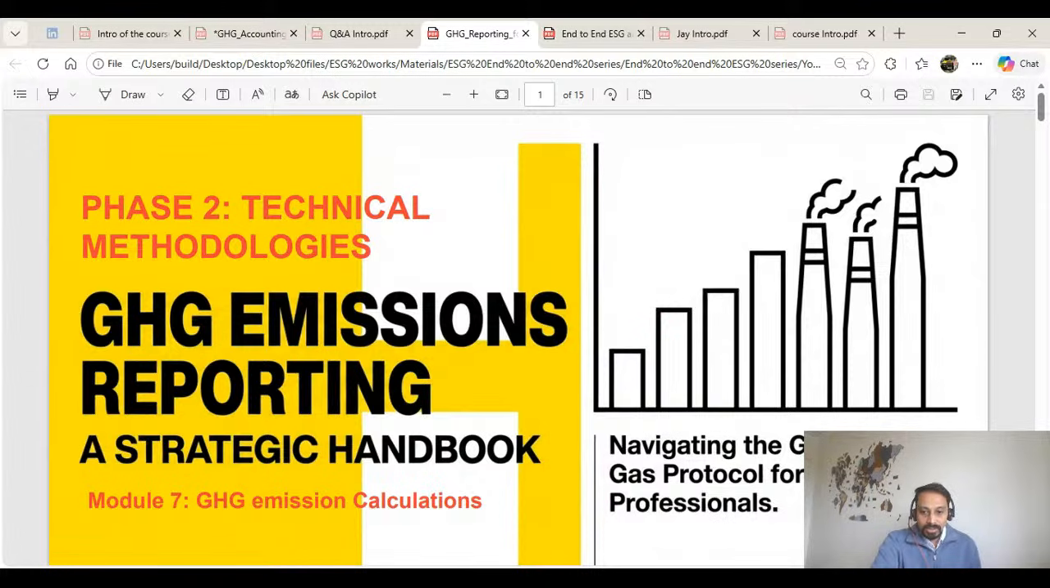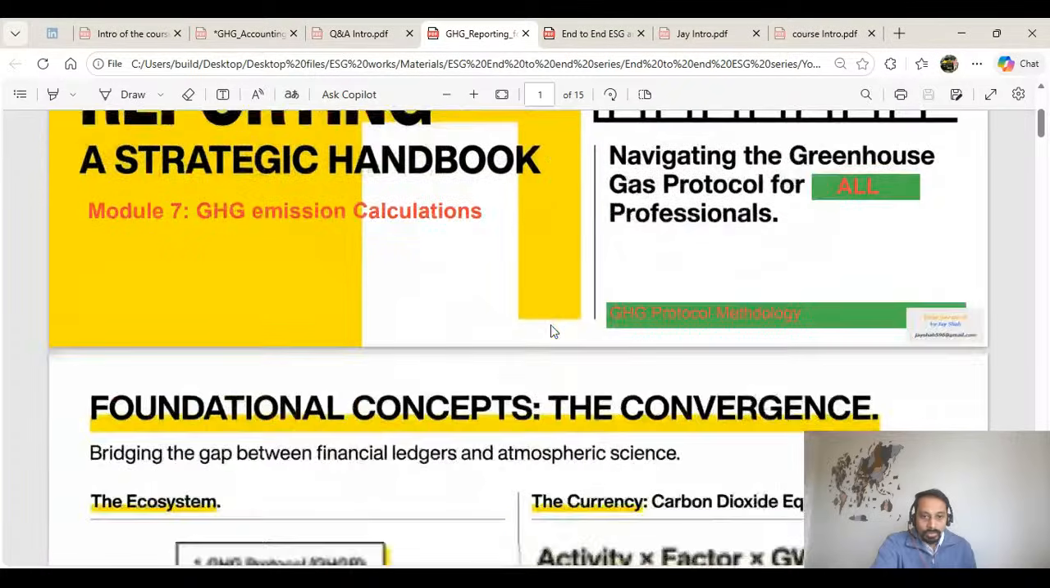We will see each and every scope, what that scope covers, and why it is required to calculate. We will cover everything, and we will see how it works for your practical journey. So let's move into slide 1.